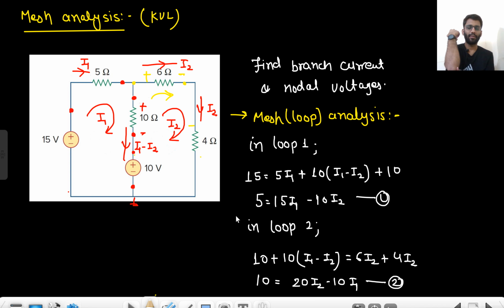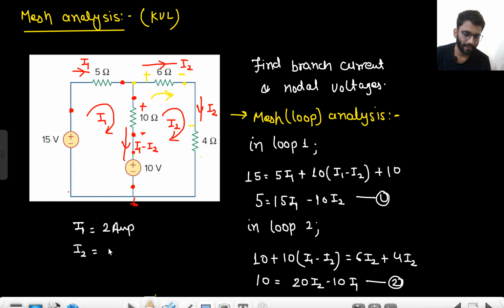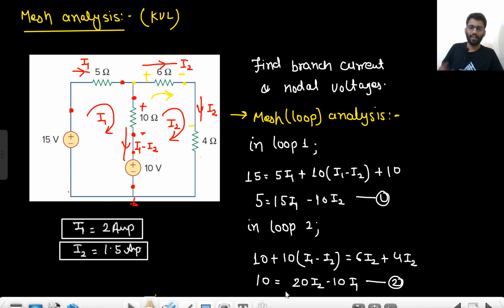So we can solve equations 1 and 2. This will be 30I1 and 10, 30I1 and 10. Then we add these two: 40 equals 20I1, so I1 will be 2 ampere. And I2 will be 30 by 20, 1.5 ampere. Let me recheck once. Okay, yeah, so the answer is correct.